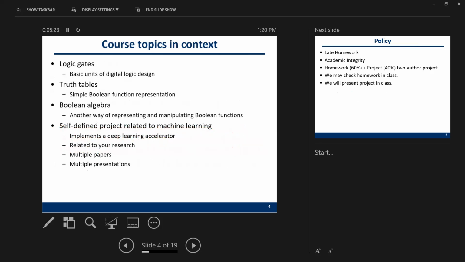So we will talk about logic gates, truth tables, and Boolean algebra. This is what we cover in the first half. In the second half, you can design some projects. Particularly, you can define a project related to machine learning. After you select a topic, I can send you some papers, so we can discuss those papers, and you can write a simple circuit to accelerate some applications. Machine learning is just one example. You can choose other topics.